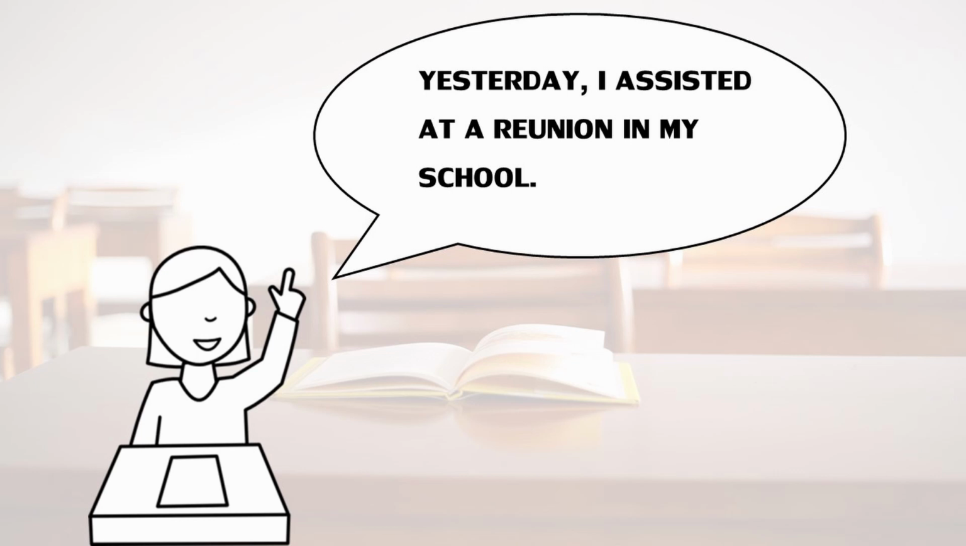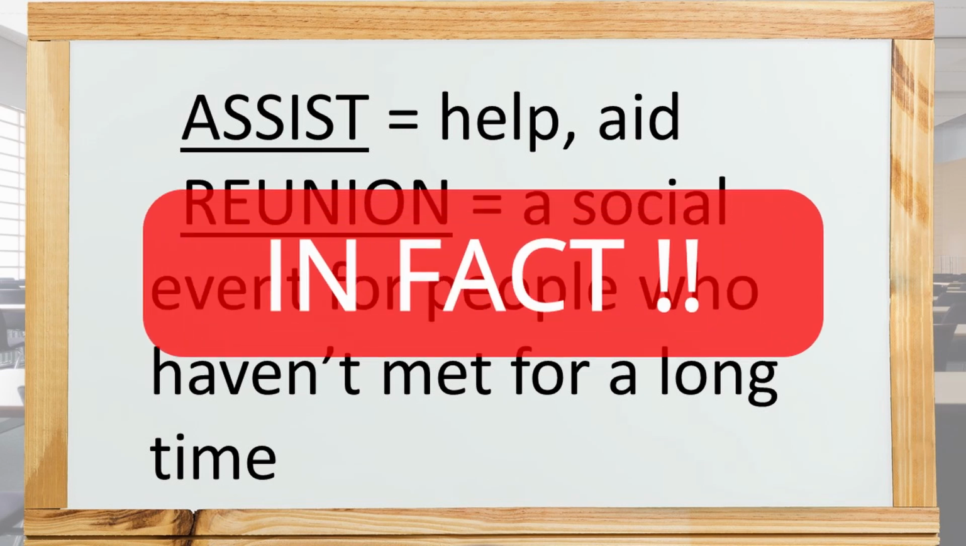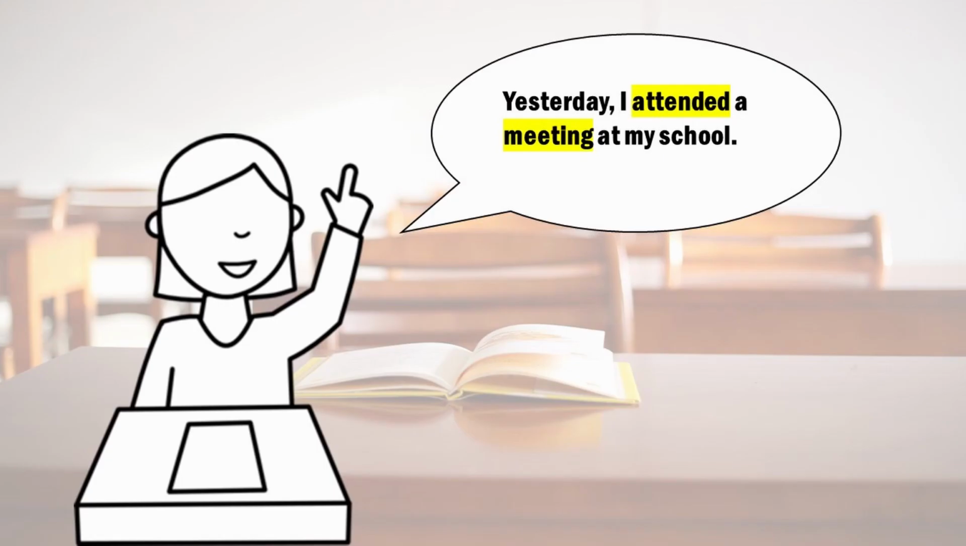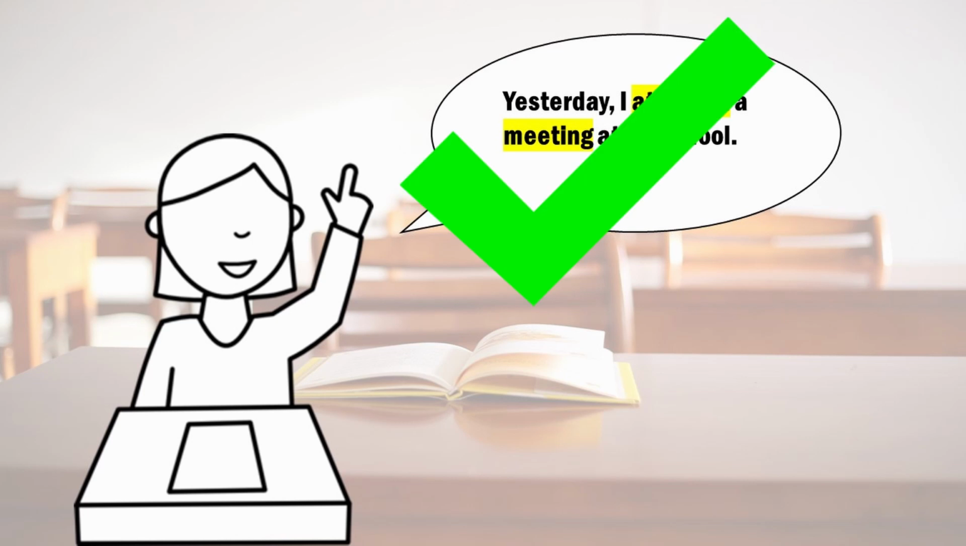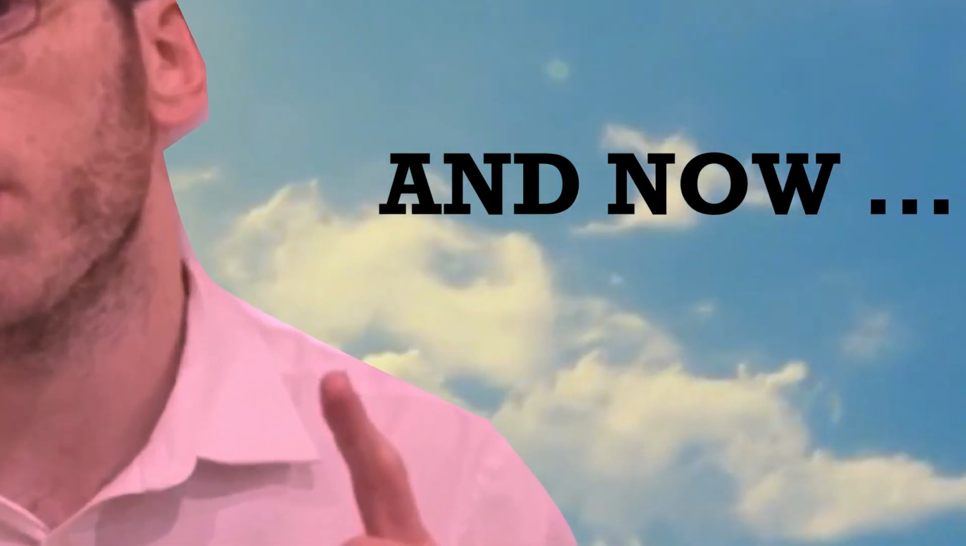So the girl here in the graphic is not expressing what she wants to say. Actually, assist means to help. Reunion means a social event for people who haven't seen each other for a long time. What she meant to say was that she had attended a meeting, very different from what she wanted to say. So there you have it. Assistat is to attend, and a reunion is a meeting.